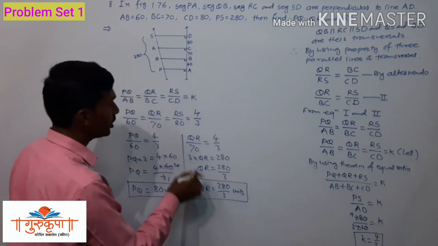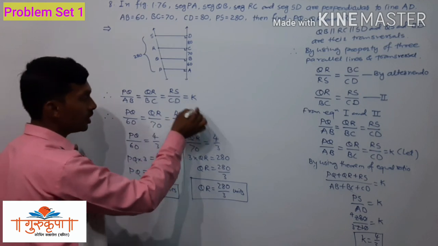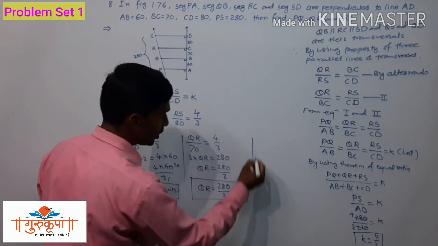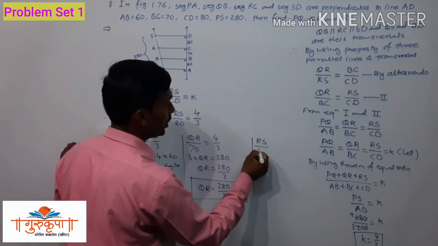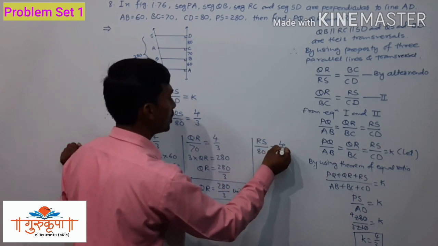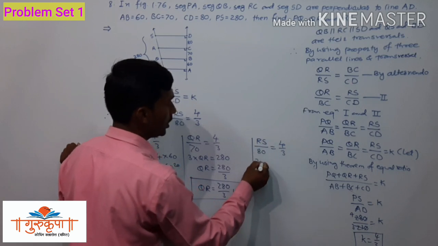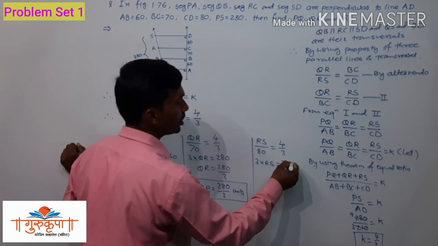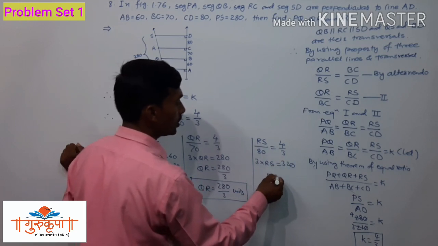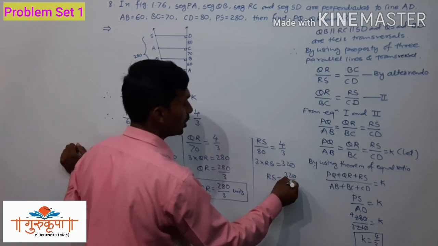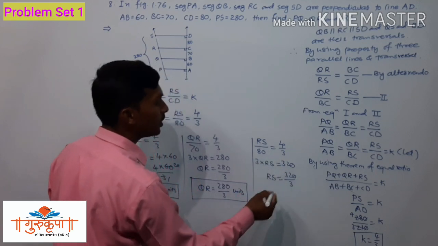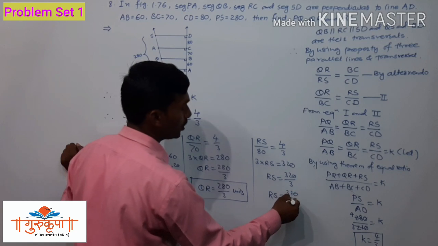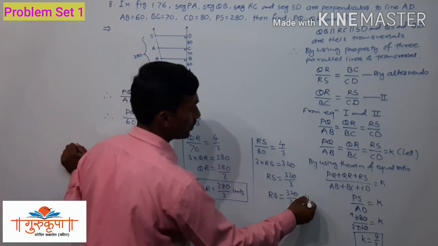And now for getting the third value, we will use these two ratios, that is RS upon 80 is equal to 4 upon 3. We can easily get 3 into RS is equal to 4 multiplied by 80, that is 320. So we have RS is equal to 320 upon 3, and again this is not totally divisible by 3, so we can write RS is equal to 320 upon 3 units.